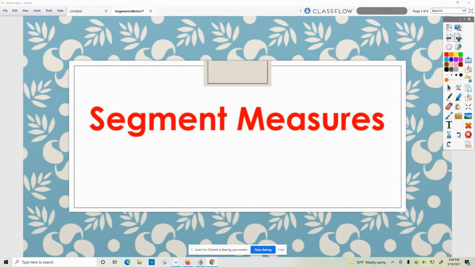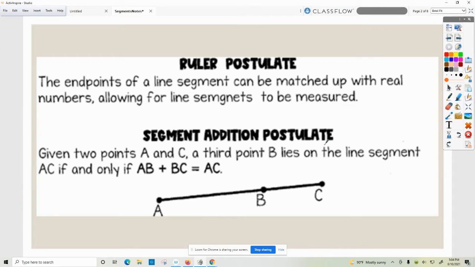So when we look at that, we have the ruler postulate. With the ruler postulate, it basically allows me to measure or figure things out as I go. The endpoints of a line segment can be matched with real numbers, allowing for line segments to be measured. So if I know my two endpoints, then I can subtract those and figure out how long that is. But I'm not always able to measure things.